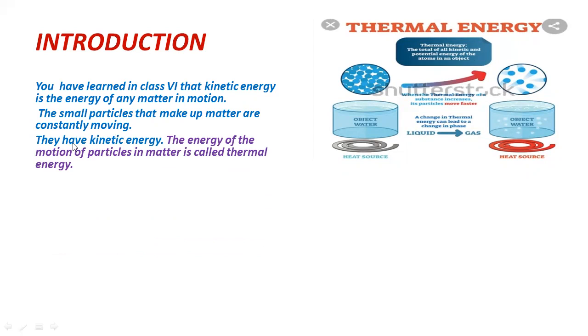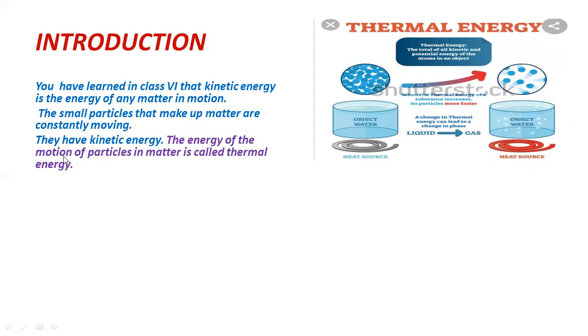Those atoms or particles have kinetic energy. Also they have potential energy. Potential energy is the energy due to position of a body. So all the atoms, all the particles which are present in an object, give that object different types of energy. The two important types of energies are kinetic energy and potential energy. The sum of kinetic energy and potential energy which the atoms of an object have is called thermal energy.